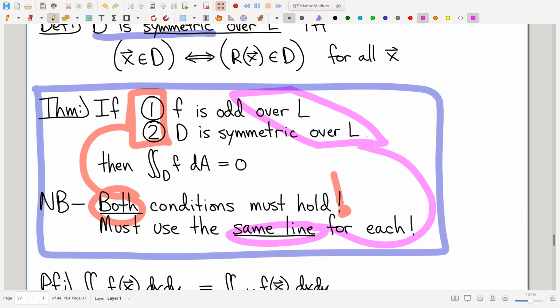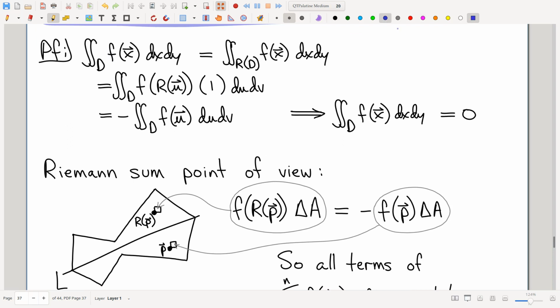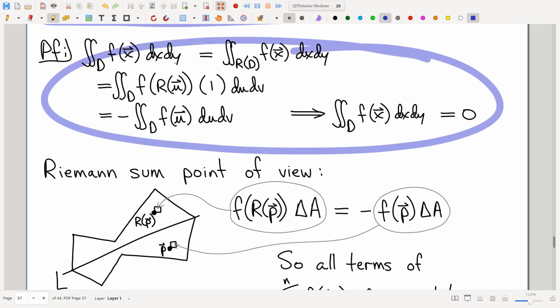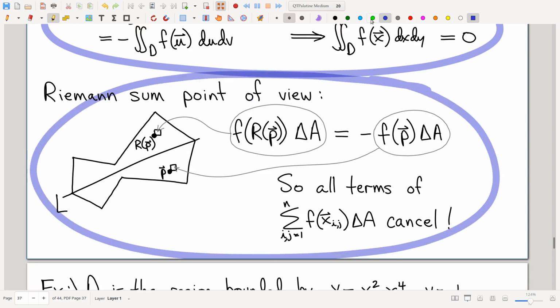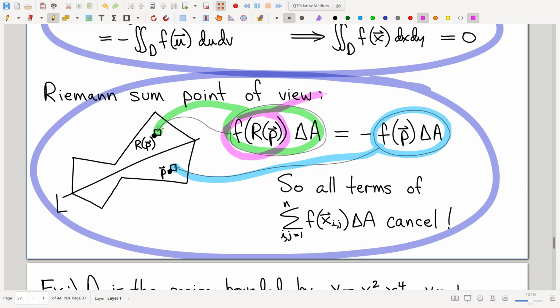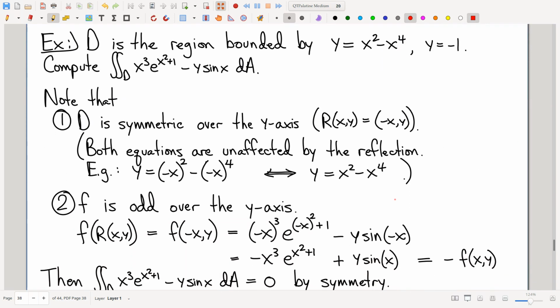Doesn't work at all. So again, you can take a change of variables point of view on this. We don't have time. Take a look if you're interested. You can take a Riemann sum point of view on it, very similar to what we argued previously. This term in the summation and this term in the summation, because of the oddness, are negatives of each other, and because they are negatives of each other, they cancel in the summation. Exactly kind of what you would expect. Okay, so let's see this in action.